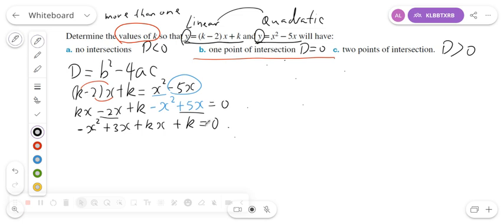And then, can I continue using my discriminant, or can I continue with my quadratic formula?